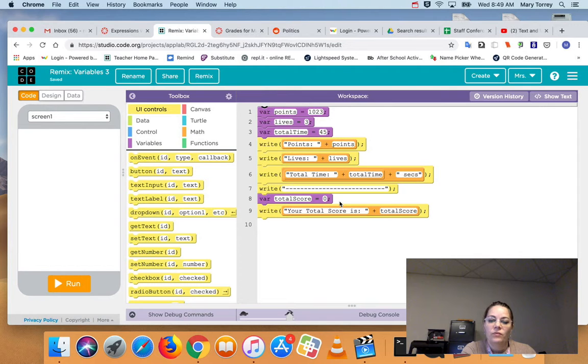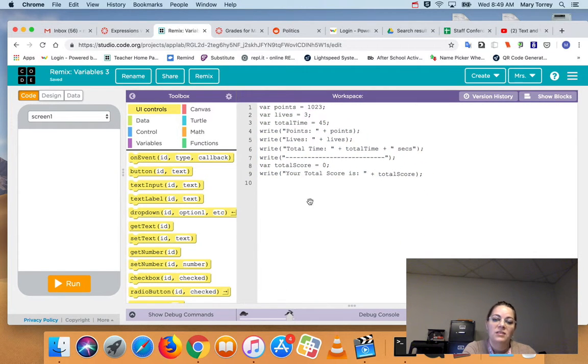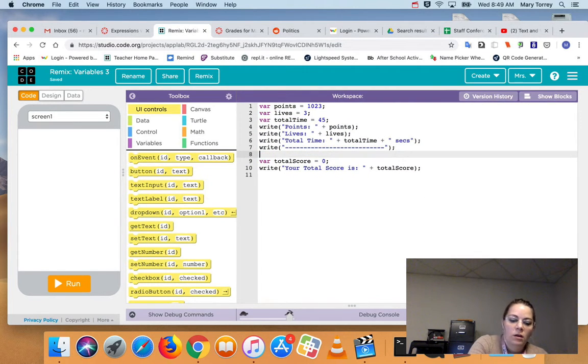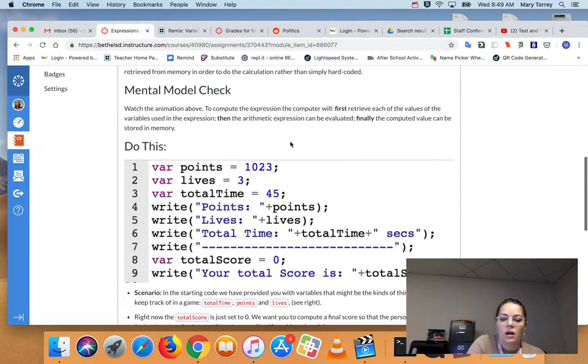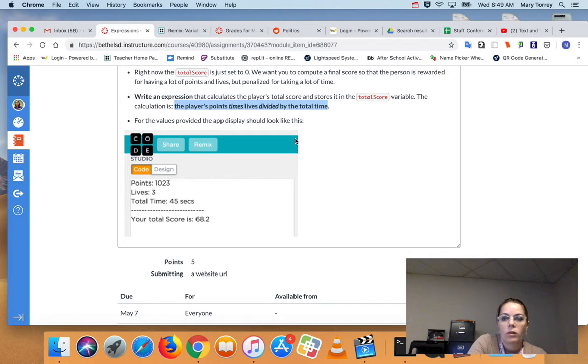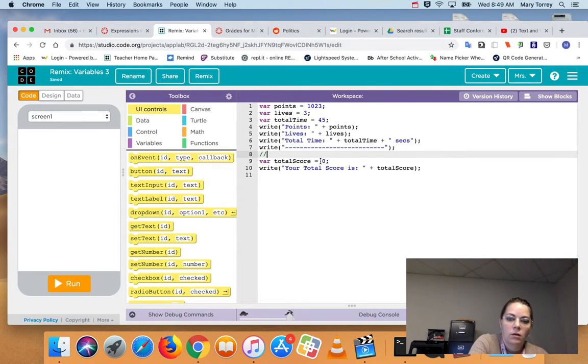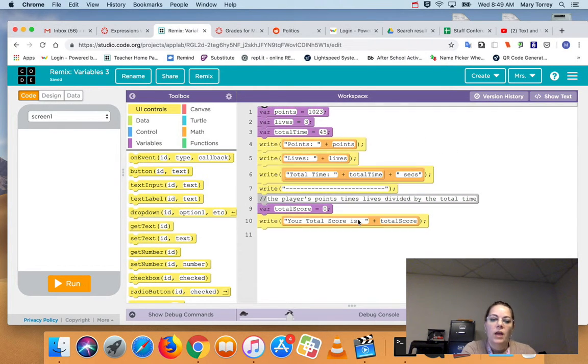Now, remember, I'm going to throw in a comment here just so that we have it. In theory, we have it here still. I'm going to copy. All right, so that we have that visual. Now, it should be the player's points times lives divided by the total time. So here we have points, lives, and total time.